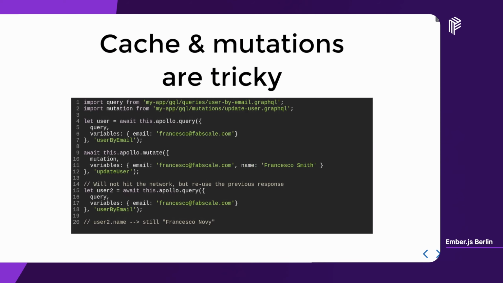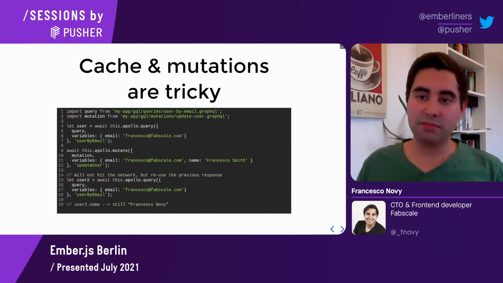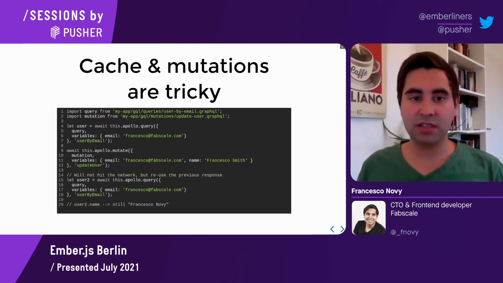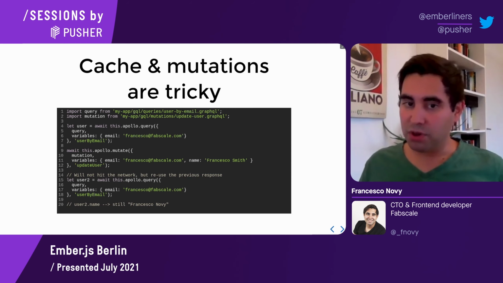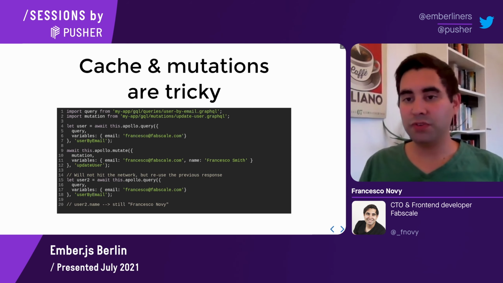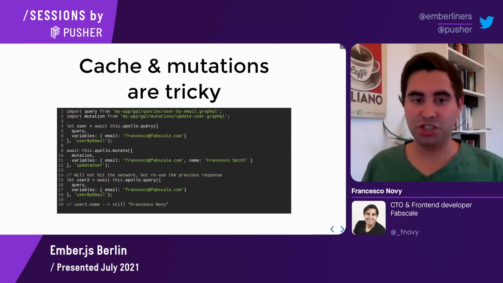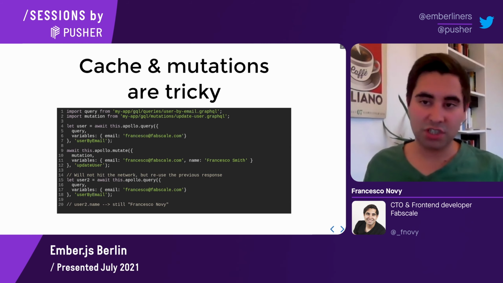Now, if you bring mutations into this, you can quickly see how this can become a bit tricky. So let's say I query a user. I want to get the user by email for francesco@fabskill.com. Now I have a user object. At some point later, I run a mutation. I want to update a user, and I want to update my name to Francesco Smith, let's say. Now, if at any point later I rerun the query to fetch my user by email, it wouldn't necessarily know that I have run a mutation in the meanwhile, and it will just return me the same user that was fetched initially, which is not what I would want here. In this case, I would just want it to hit the network again.